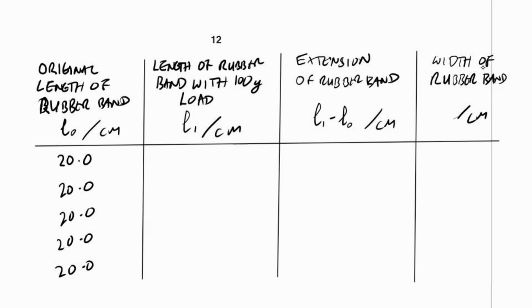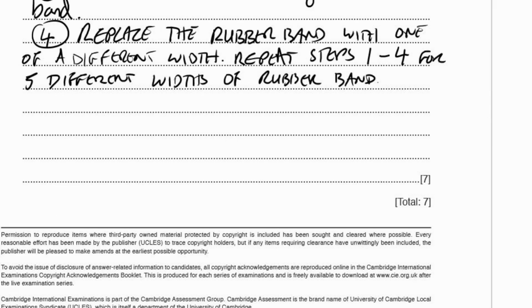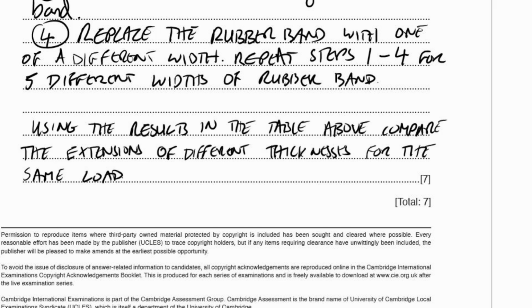Okay, so let's move on to the last part. How do we analyse these results? We have a table there showing a lot of information. What we're going to want to do is compare the extensions of different thicknesses for the same load. So, using the results in the table above, compare the extensions of different thicknesses for the same load.